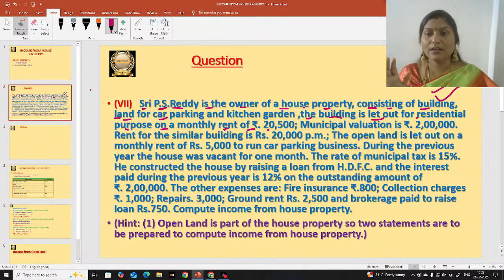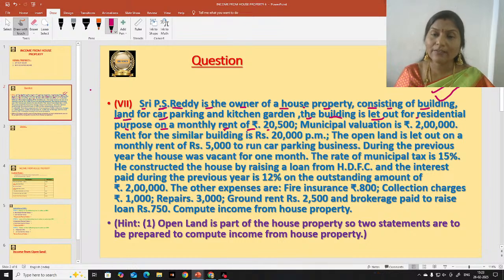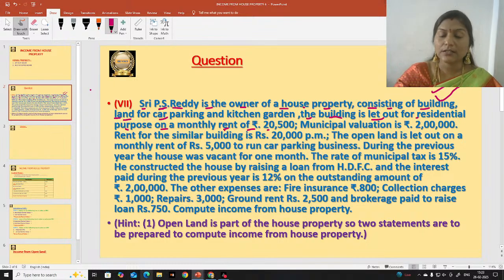Here he is giving that building on a monthly rent. Who is our assessee? PS Reddy. So PS Reddy is giving that building on a rental basis to another person. And how much rent is he collecting? 20,500. Every month he is collecting 20,500 rent. This is actual rental value. So actual rental value for 1 month is 20,500. Let us discuss the complete question, then we will take the details in the solution box.